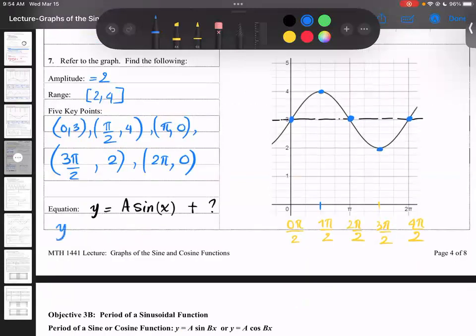A was 2, right? By the way, it's not always 2. Sometimes it could be -2, and I'll show you how the -2 looks with the graph. sin x, plus what? I would say plus 3, not 2. That's you dragging it up 3 units, right? Instead of 0, 0, now 0, 3, so plus 3.